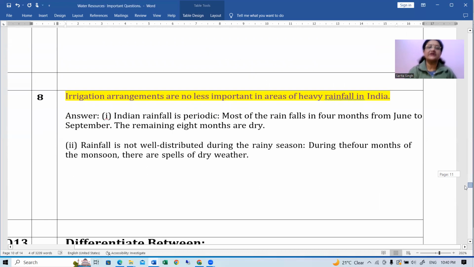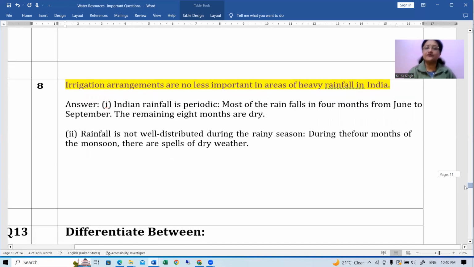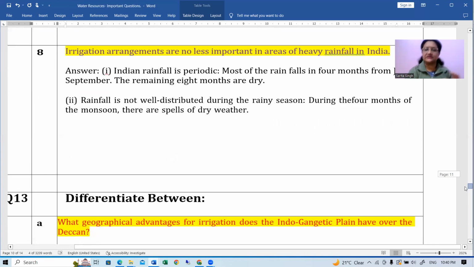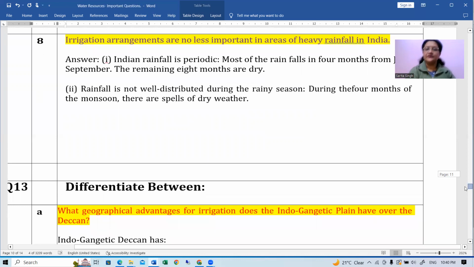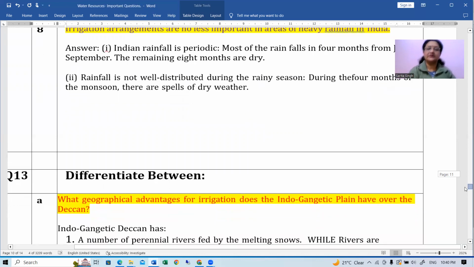Next is irrigation arrangements are no less important in areas of heavy rainfall in India. So for this, first point can be Indian rainfall is periodic. Okay, most of the rain falls in 4 months from June to September. The remaining 8 months are almost dry, right? Next is rainfall is not well distributed during the rainy season also. So during the 4 months of the monsoon, there are several dry spells in between. So to get rid of this dry spell, to sort out this problem, irrigation arrangements need to be provided there.